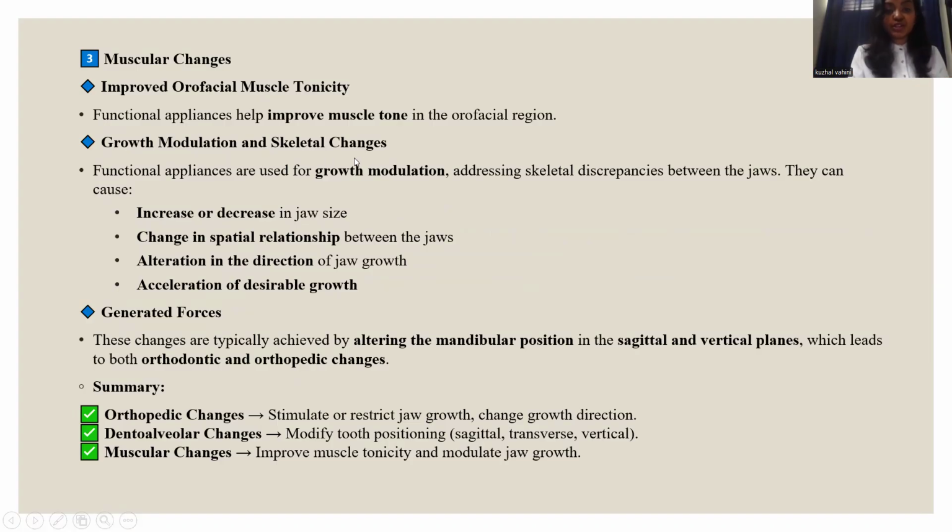And then there is growth modulation, skeletal changes, where there's an increase or decrease in the jaw size, change in the spatial relationship between the jaws, alteration in the direction of the jaw growth, and acceleration of desirable growth. So to summarize, the orthopedic changes stimulate or restrict the jaw growth and change the jaw growth direction, especially. And in the dentoalveolar changes, we can see modification in tooth positioning in the sagittal, vertical, and transverse plane. In the muscular changes, we have improved muscle tonicity, which modulates the jaw growth.